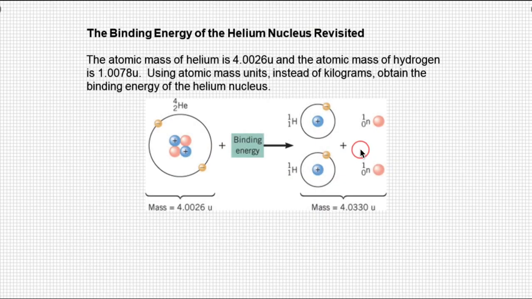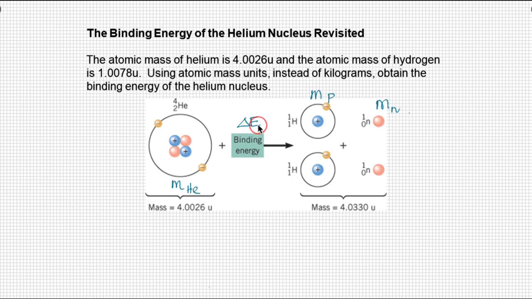Here is another similar problem, but this time instead of using kilograms, we're going to use the more common unit for nuclear calculations, that is the atomic mass unit U. So this time we're told that the mass of the helium nucleus is 4.0026 atomic mass units. For hydrogen, or the proton, it's 1.0078 atomic mass units, and instead of using kilograms, we're going to use atomic mass units to determine the binding energy.